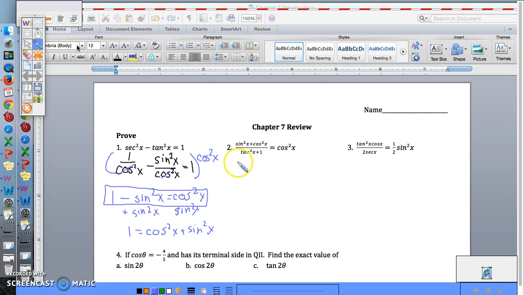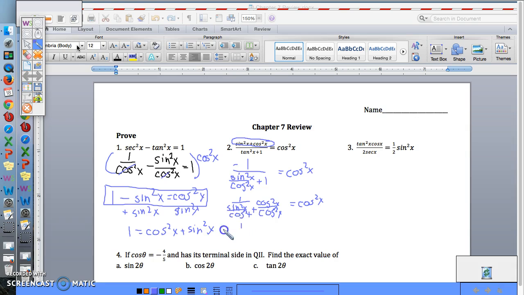So this next one, what can we rewrite? Well, I see this, sine squared plus cosine squared. I know that's 1. So I'm going to rewrite that as 1 over tangent, sine squared over cosine squared, plus 1 equals cosine squared of x. Well, somehow we need to simplify this fraction. So we need to make a common denominator down here. So 1 over sine squared of x over cosine squared of x plus, we could rewrite this as 1 is cosine over cosine, equals the cosine squared of x.